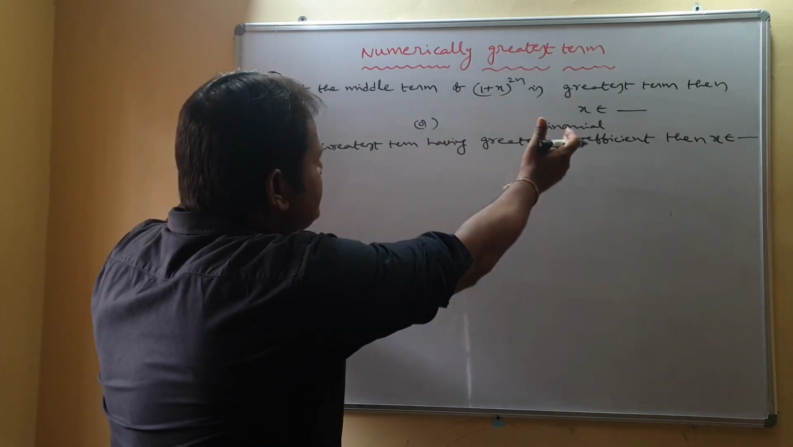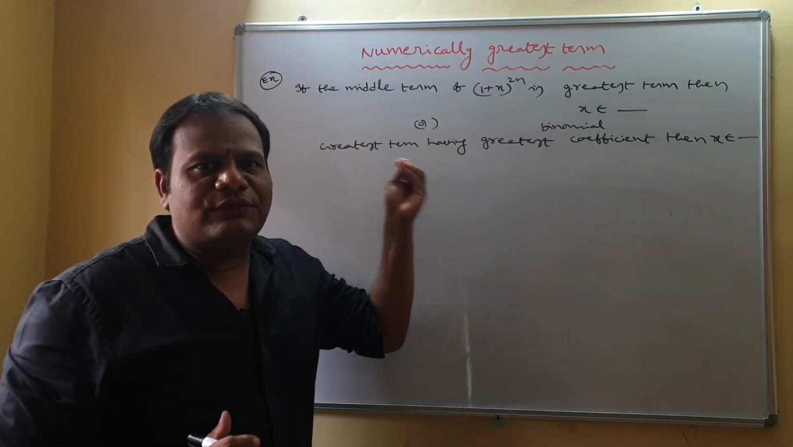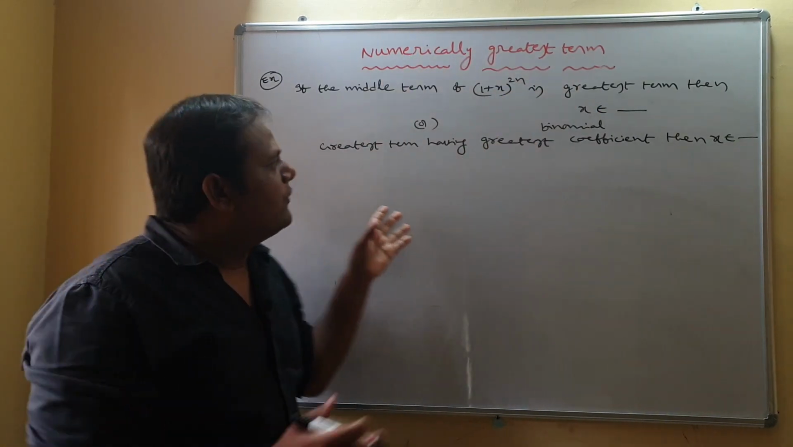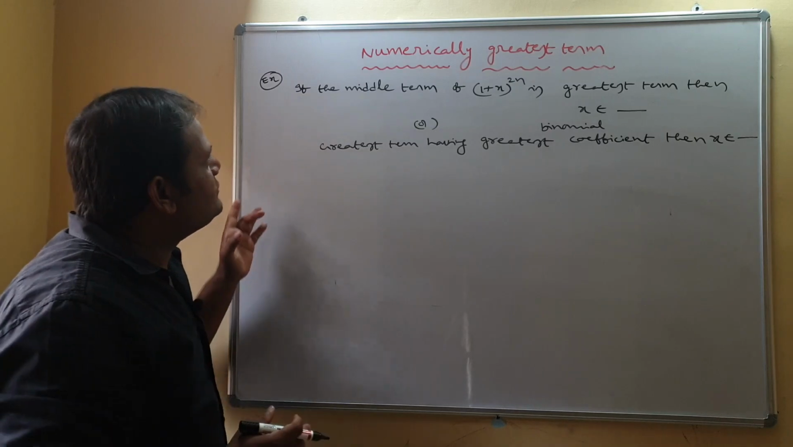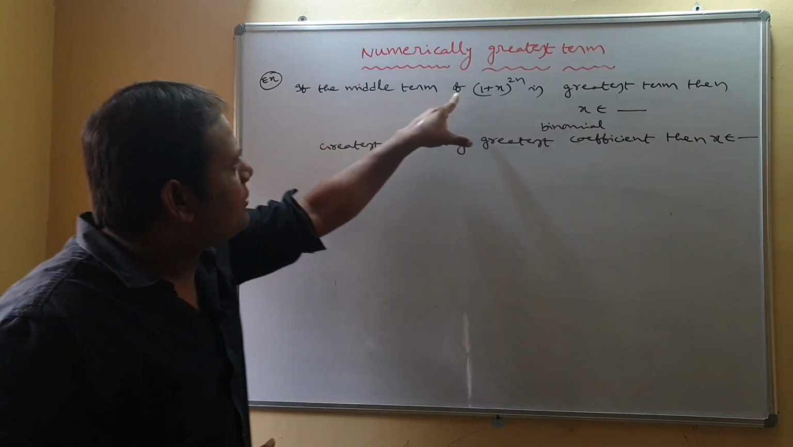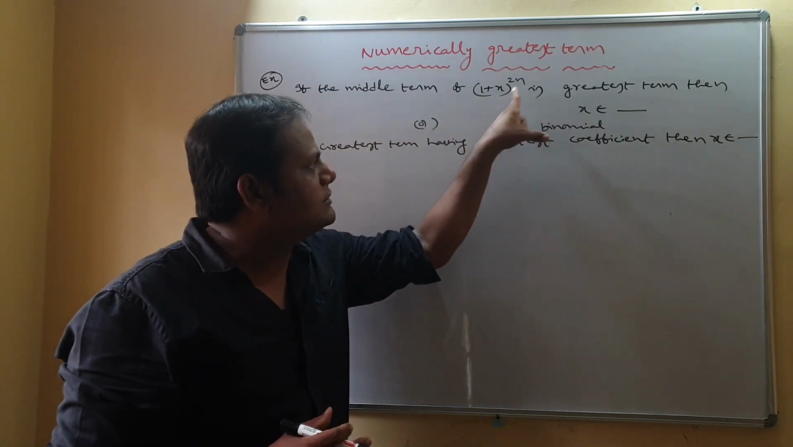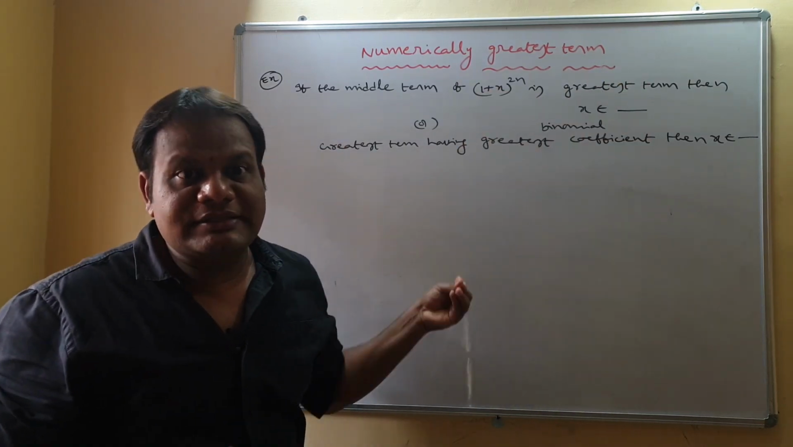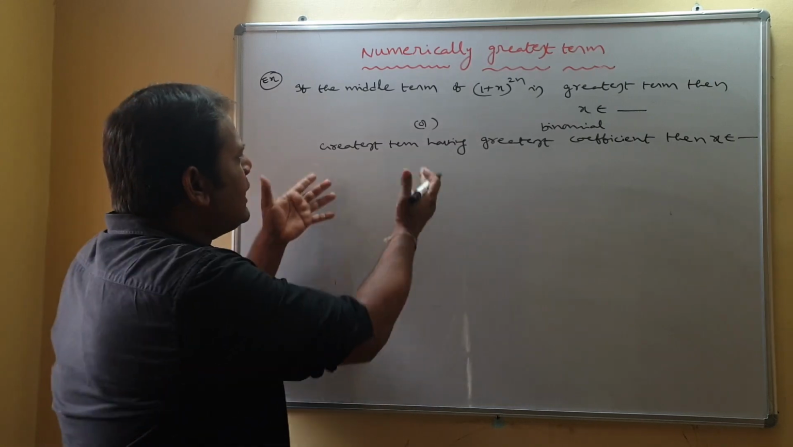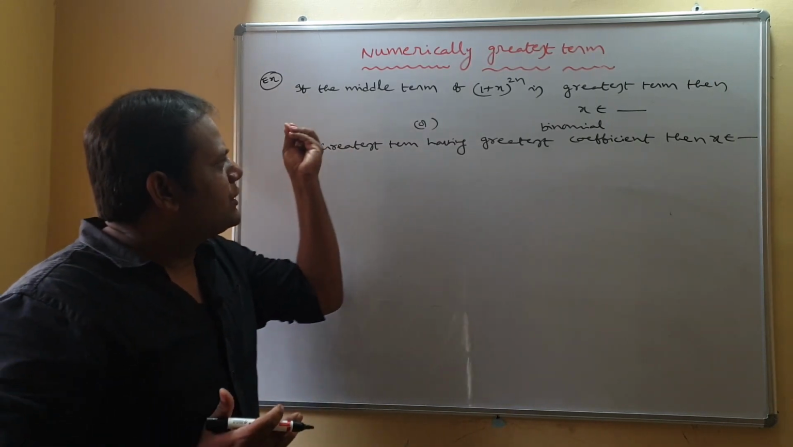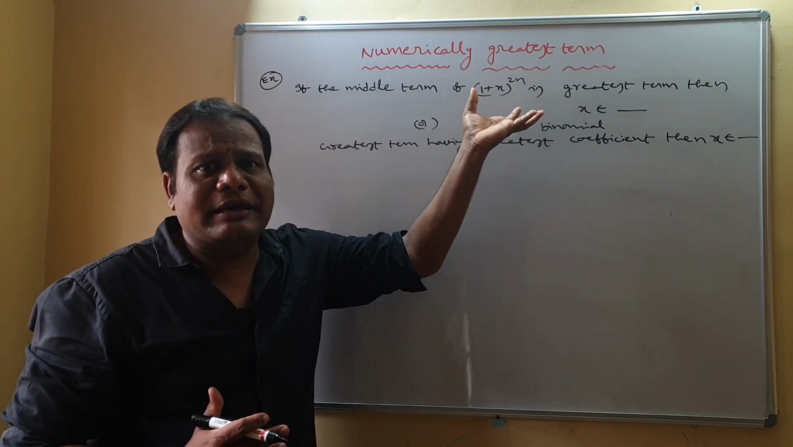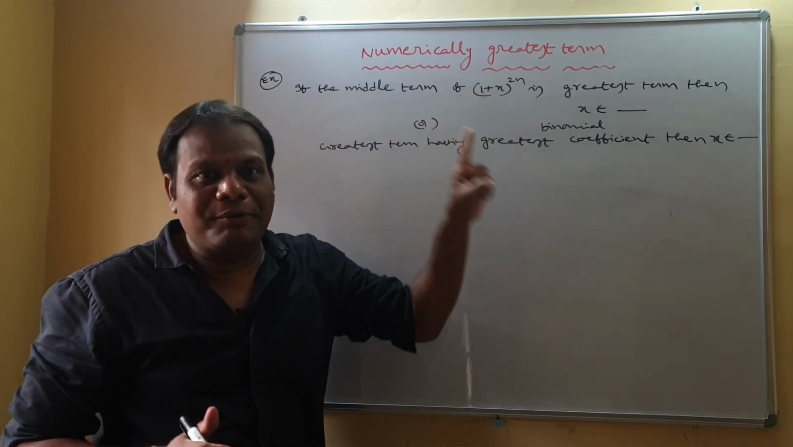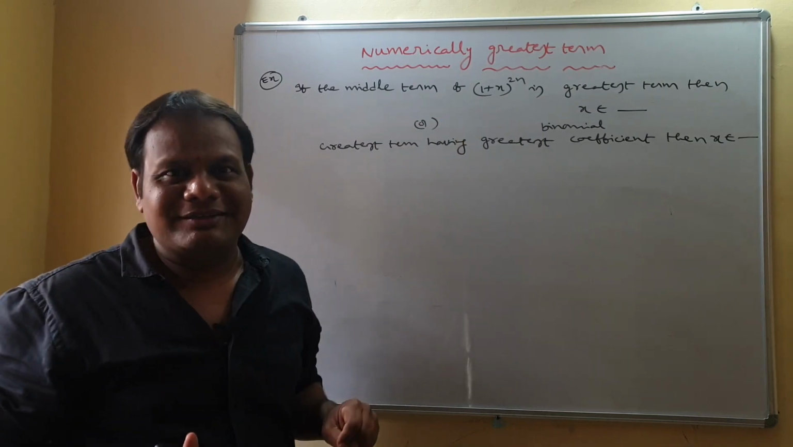Look at this example. This is also one of the applications on numerically greatest term. Very important, once you observe this: if the middle term of (1 plus x) whole power 2n is the greatest term, then what is the range of x? Or sometimes they question you, greatest term in this expansion having greatest binomial coefficient. We know about greatest binomial coefficient.